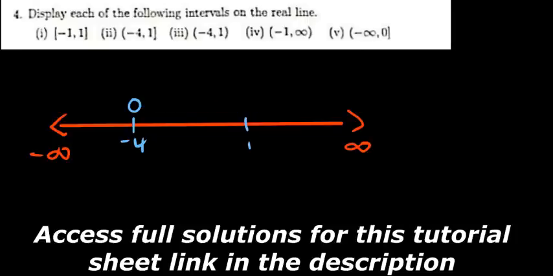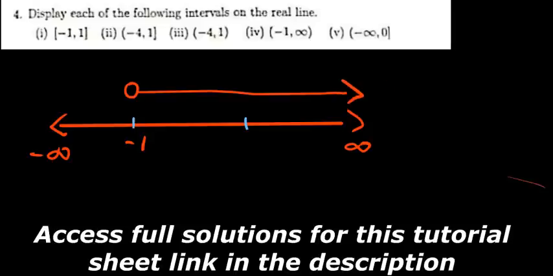The next one is negative 1 to positive infinity. So on this number line, negative 1 is here. So from negative 1, not included, so open, all the way to positive infinity. For positive infinity, you just put an arrow. So you only use an arrow when it's going to infinity.